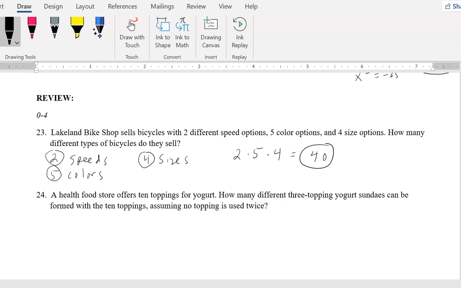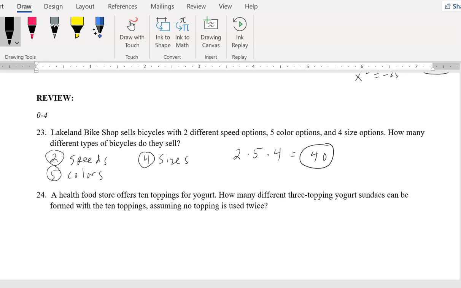So this is an example of a combination, and the question always comes up, well, what's the difference between a combination problem and a permutation? Permutation is all about how many different ways we can put things in a certain order. Well, the order of the toppings is irrelevant. We just want to know how many different 3-topping yogurt sundaes can we make out of 10 toppings.